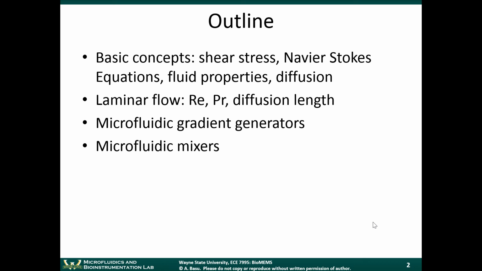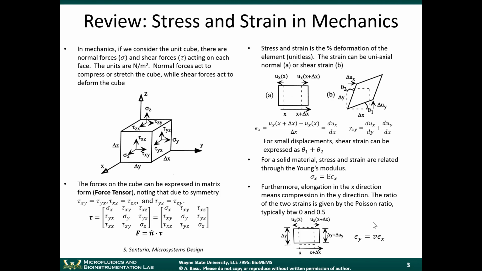Within that, we'll talk about the Reynolds number, which we've already mentioned, the Peclet number, and the diffusion length. Then we'll talk about gradient generators. Gradient generators are microfluidic devices which can generate very specific concentration profiles in the solution. So you could have a high concentration of a chemical here, a lower concentration here. You can create a gradient between them. You could create a very sharp concentration profile, a step profile in concentration. You can create linear, exponential profiles, and so on.